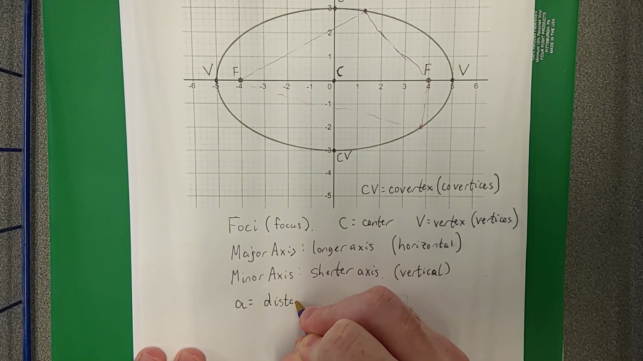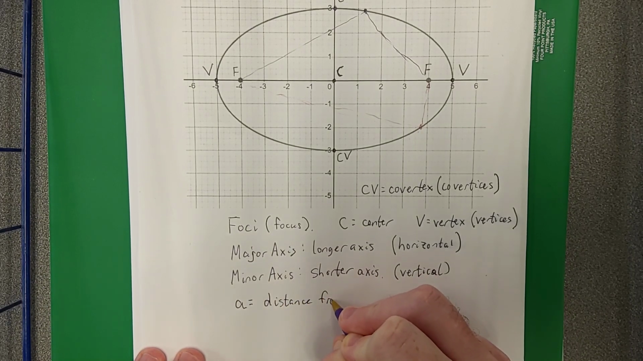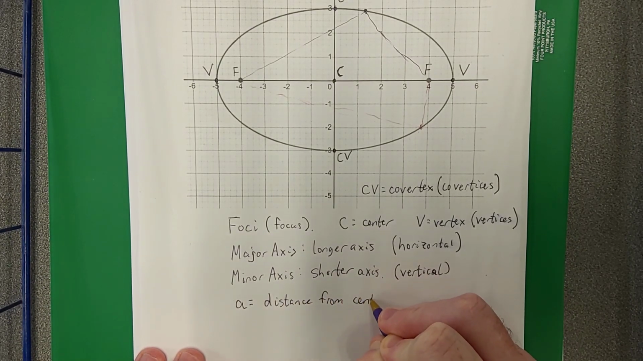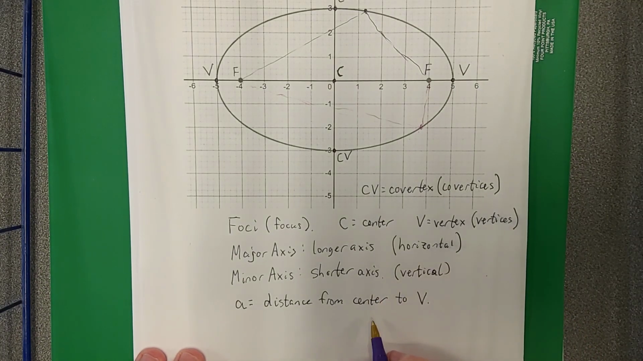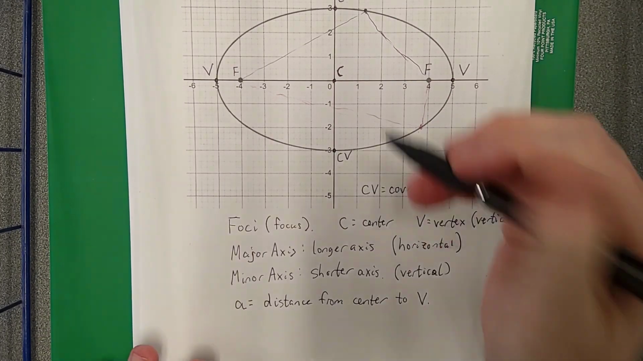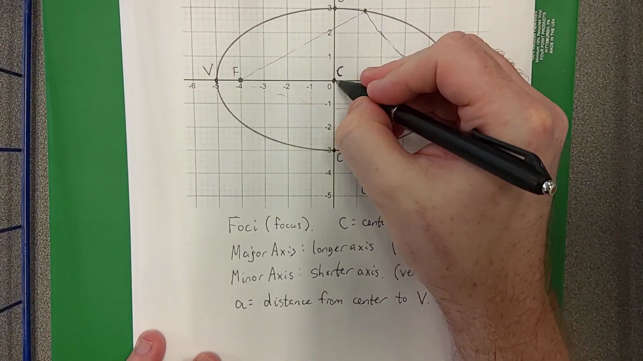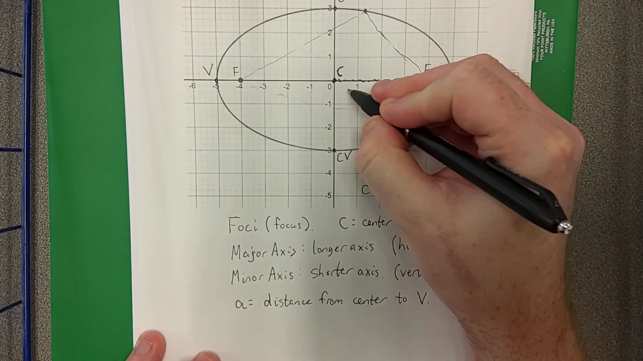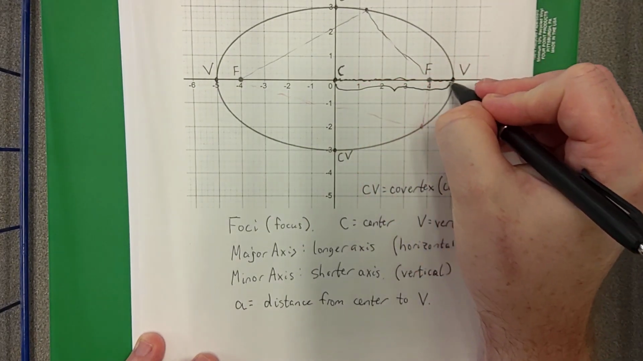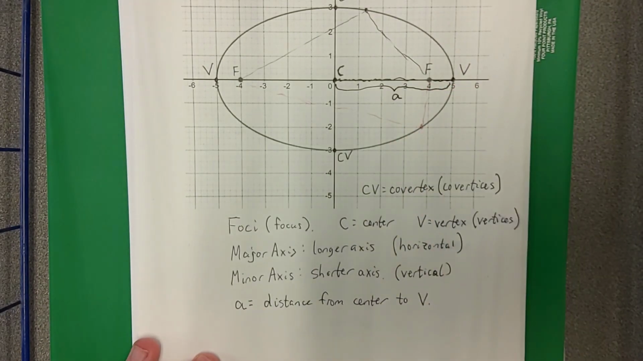The first distance that we have is going to be referred to as little a. That is going to be the distance from the center to a vertex. So in the actual picture here, let's grab this one, a little thicker. This distance from the center all the way out to this vertex is going to be referred to as little a.